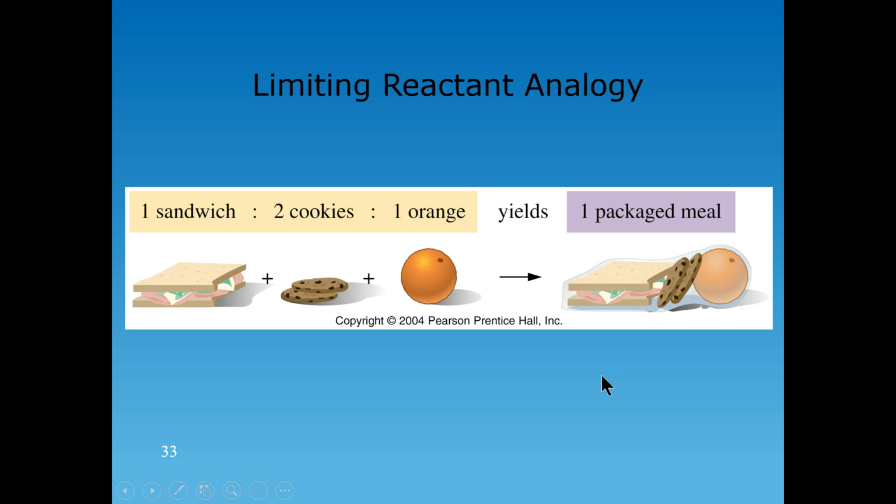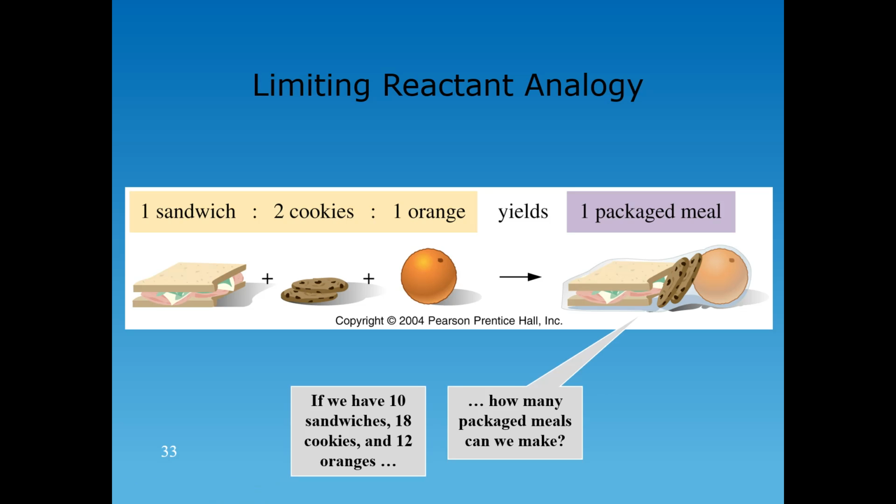So just to explain this whole concept, we're going to use a picnic analogy where somebody is given a task of preparing meals for lunch or a picnic or whatever. According to the equation that you see here, this is the formula used to determine a packaged meal: one sandwich plus two cookies plus one orange gives one packaged meal. Let's say you have at hand 10 sandwiches, 18 cookies, and 12 oranges. The question now becomes, what's the maximum number of meals we can make out of this combination?